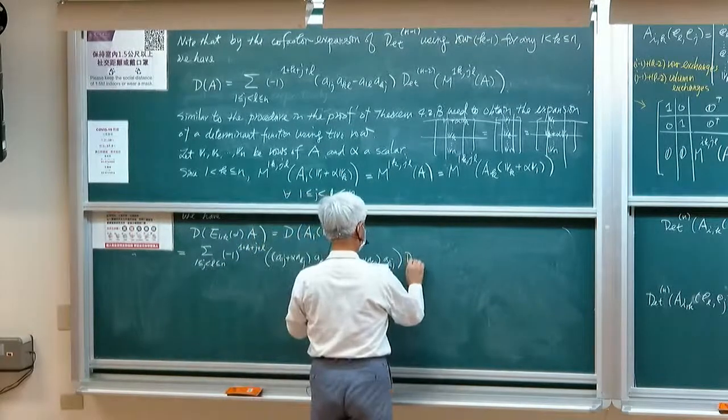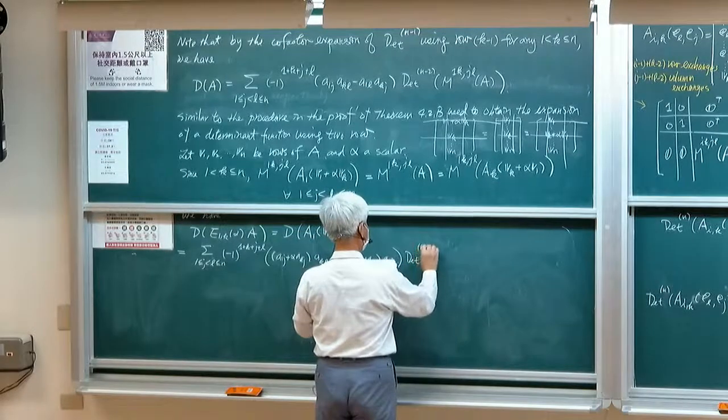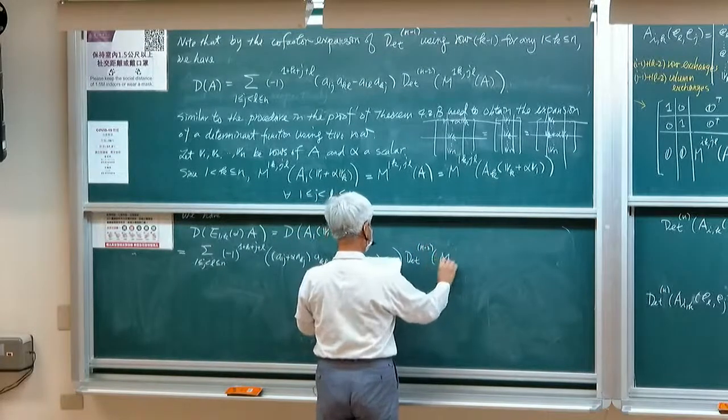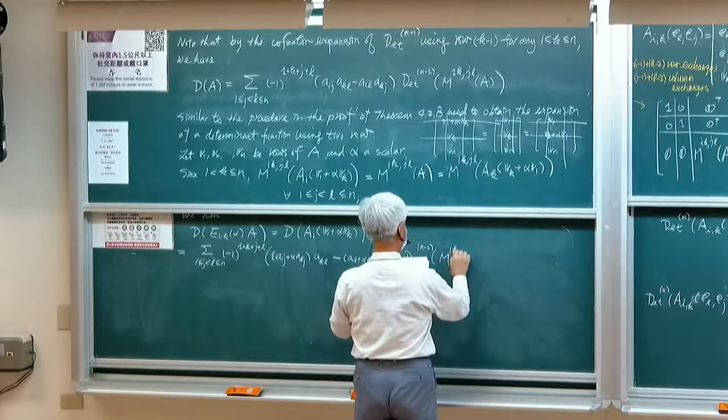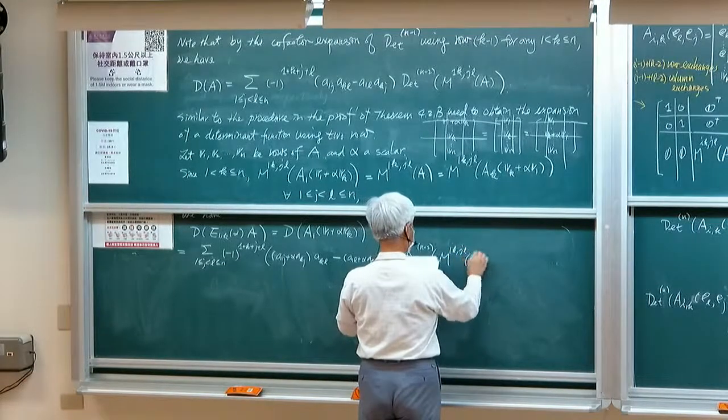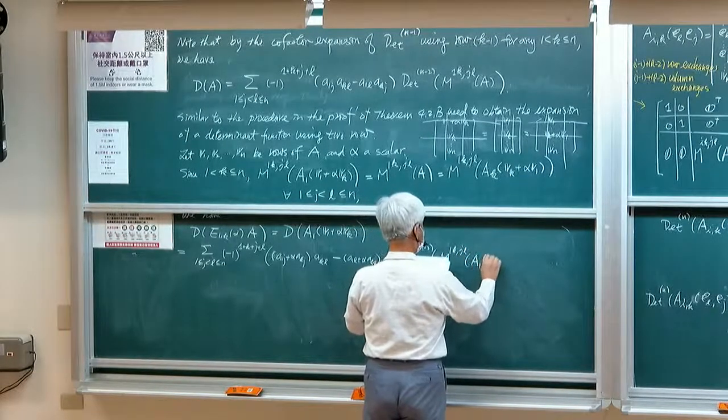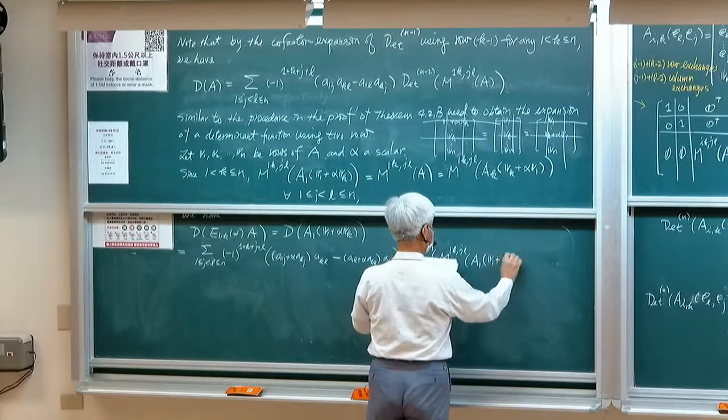And determinant m minus 2 of M1K JL of A1 with R1 plus alpha RK.